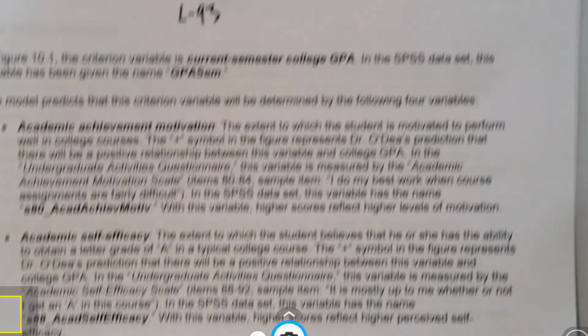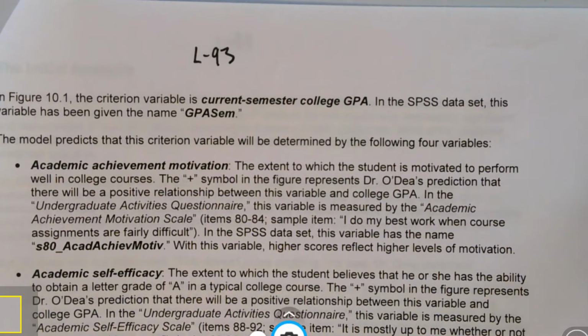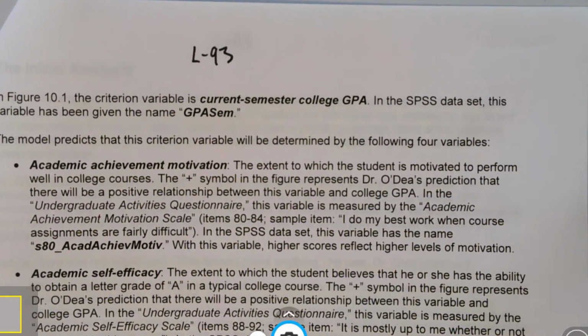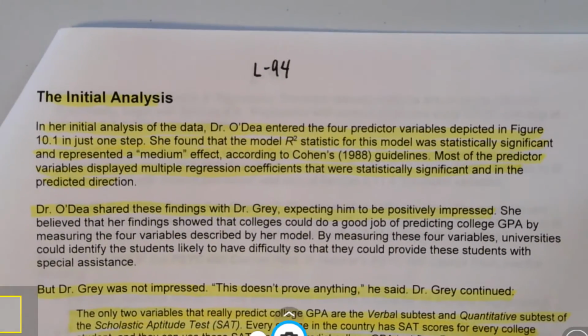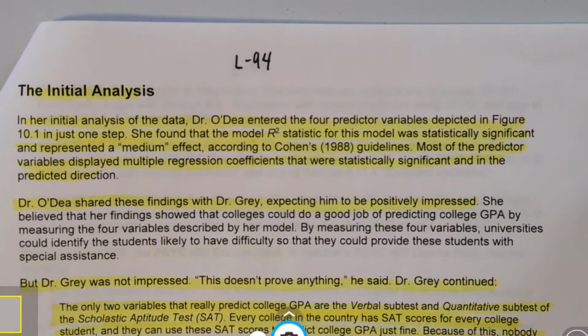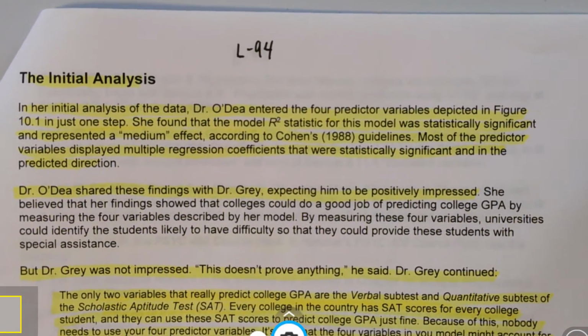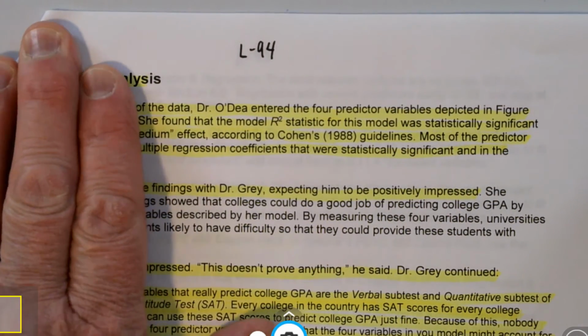That is Dr. O'Day's theoretical model. On page L93 of your handout, it describes these variables in great detail. We don't necessarily need to review them in such excruciating detail. We come to page L94 and the initial analysis.